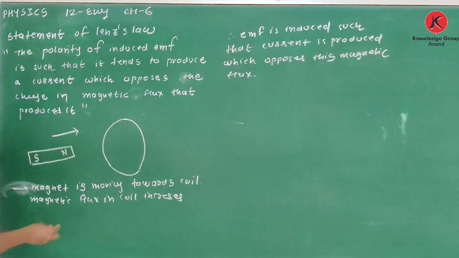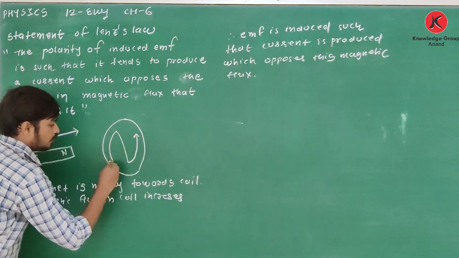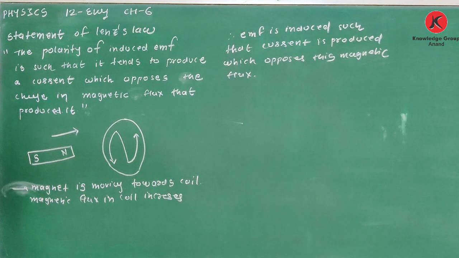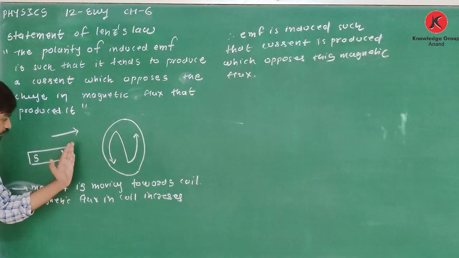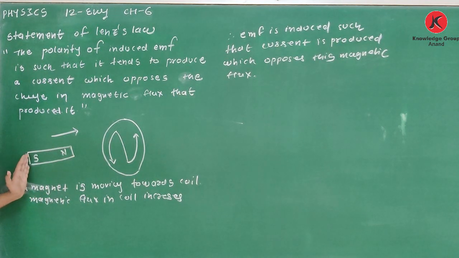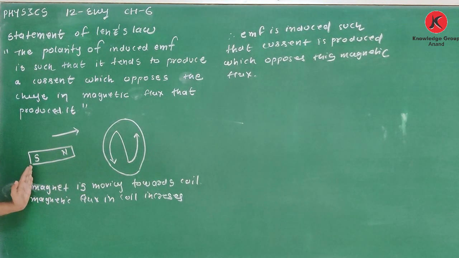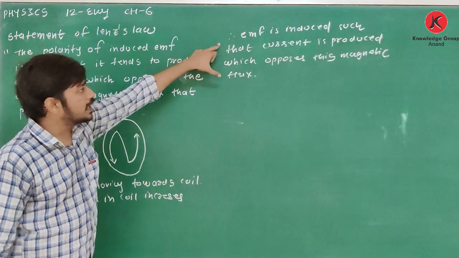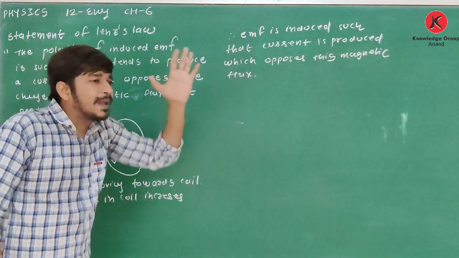And when it decreases, this pole behaves as a north pole, so there is a repulsive force. Due to the repulsive force, this magnet will try to move in the opposite direction. Opposite direction means distance increases, magnetic field decreases, flux decreases. So it means EMF is induced such that current is produced which opposes this magnetic flux.